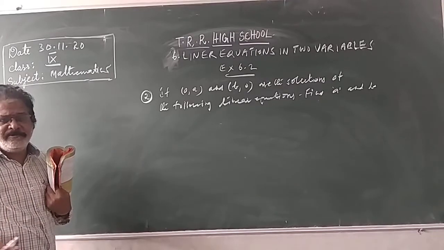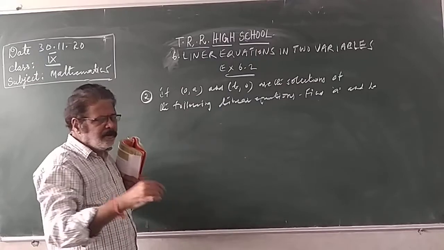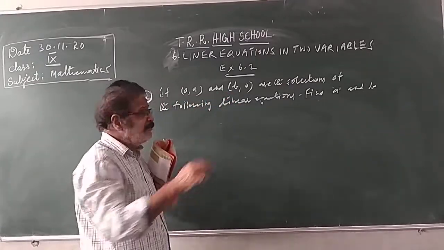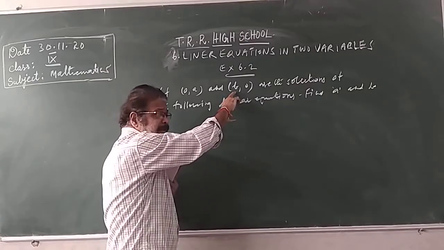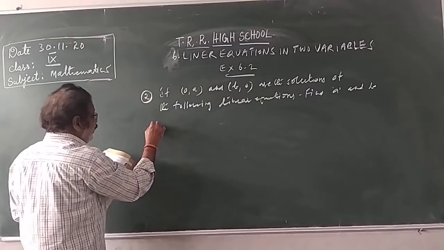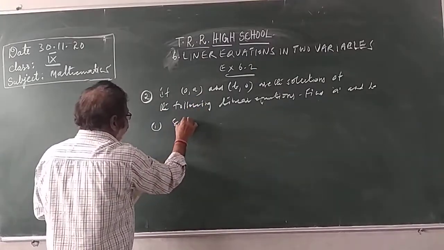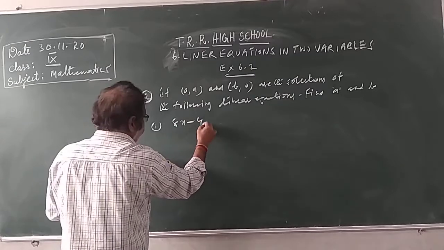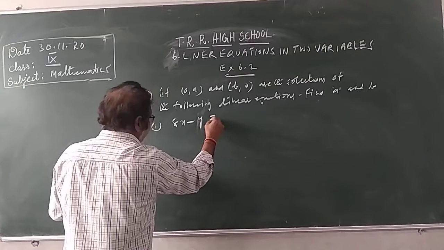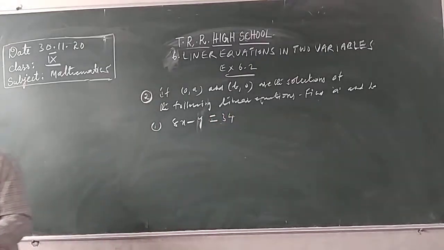(0, a) is the solution, which means x is equal to 0, y is equal to a; substitute in the given equation and you will get the value. (b, 0) is the solution means in the given equation substitute x equal to b and y equal to 0, and you will get the b value. What are the linear equations which satisfy these solutions? The first equation is 8x minus y is equal to 34.